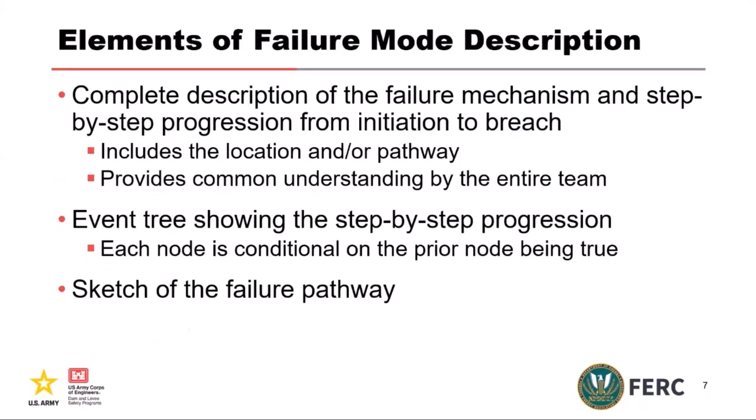What you need is a complete description of the failure mechanism, a step-by-step progression from initiation to breach. I'm going to describe that in detail in a minute. It includes a location and a pathway, so please draw what you're doing. Anytime you're doing a failure mechanism, please draw this. Having a fully developed failure mode description and a drawing will give your team a more common understanding, and that's really critical to get through the process easily. My personal opinion is that doing an event tree and showing the step-by-step progression is a really good way to take the failure mode and make it into a visual event tree where you can look at probabilities and make it easier to estimate the order of magnitude risk you're ultimately going to have to plot on that chart. And then sketch the failure pathway.